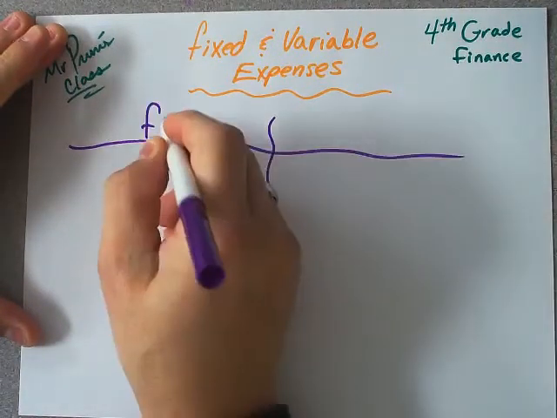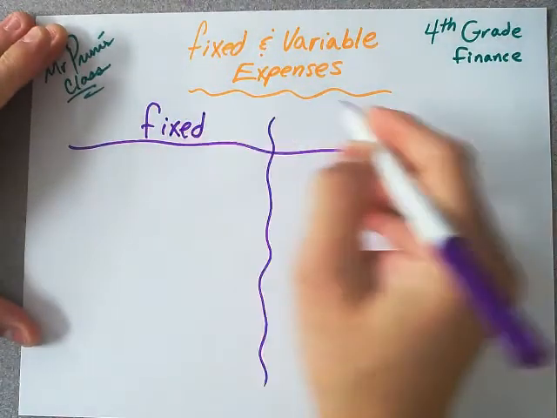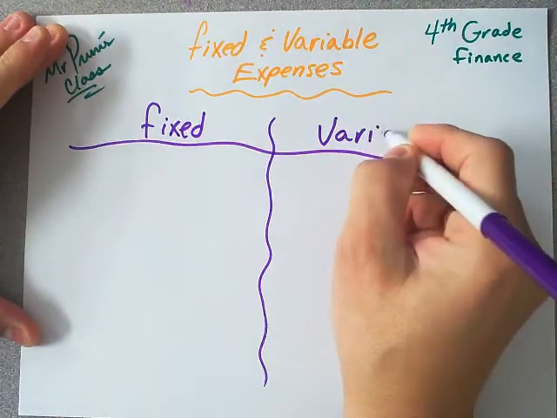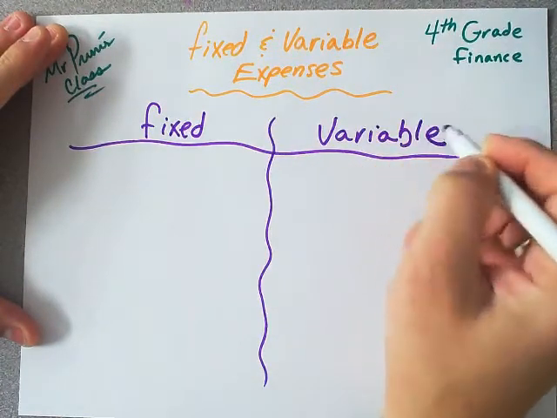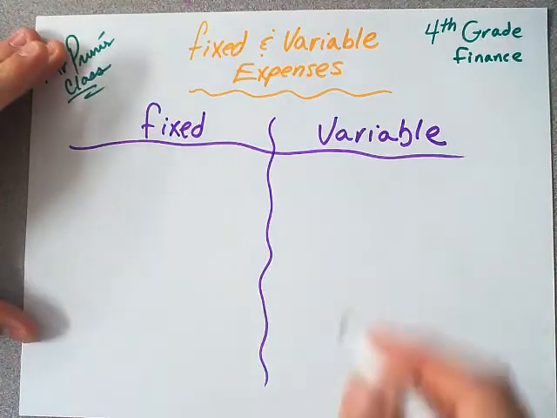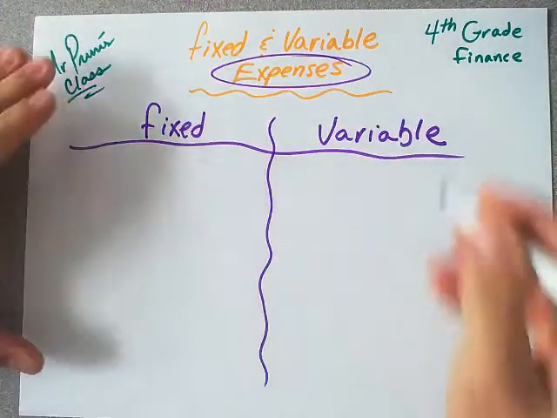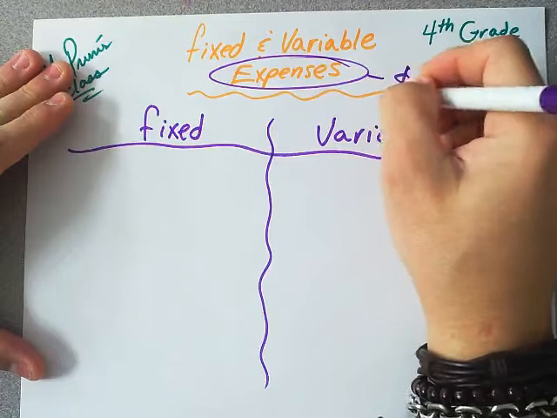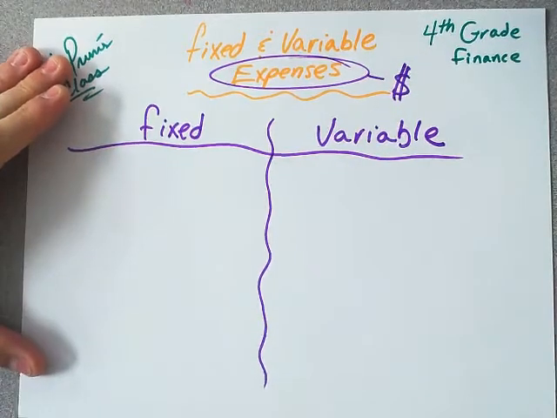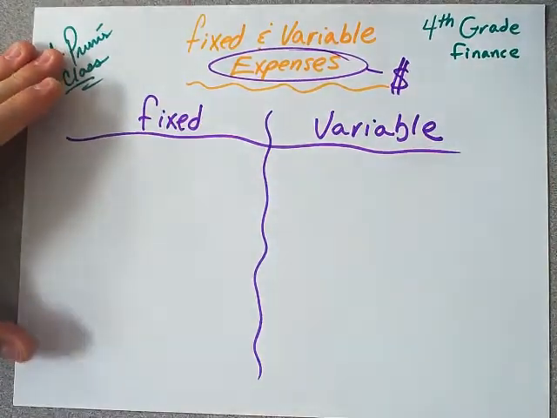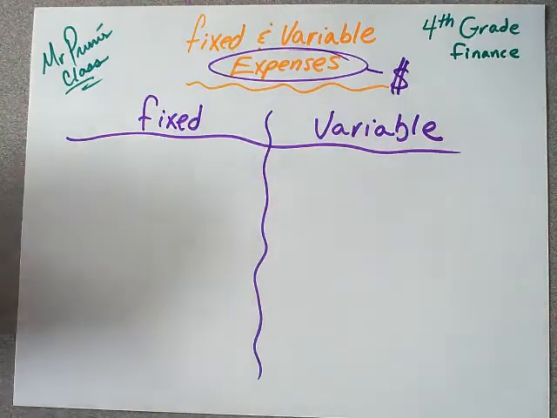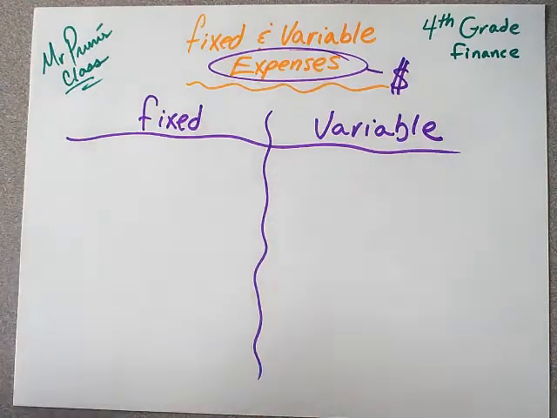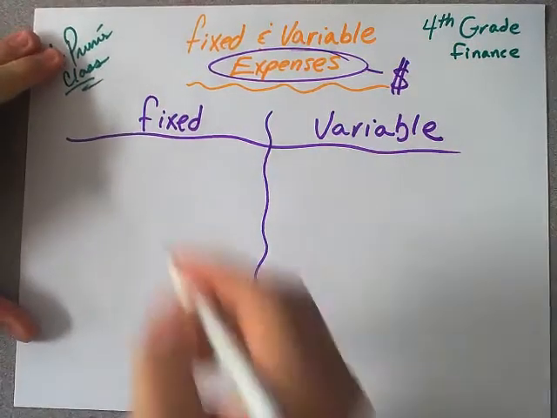And the first thing to talk about before we talk about the difference of these two is what is an expense. So an expense is pretty much any time that you're spending money, okay? It could be anything from buying food to buying a video game, paying a bill. So if it's an expense, it's costing you money. So fixed, we're going to start with that one first.